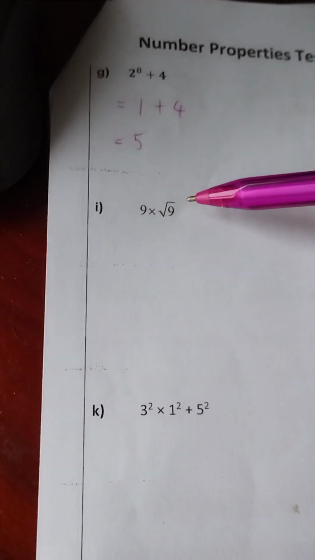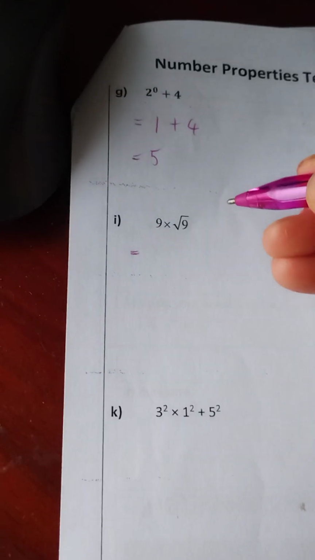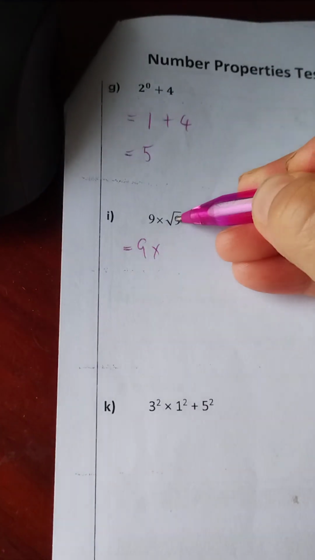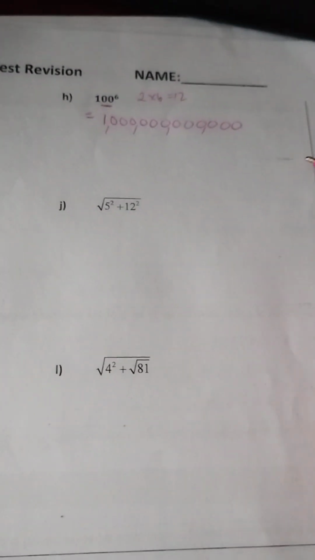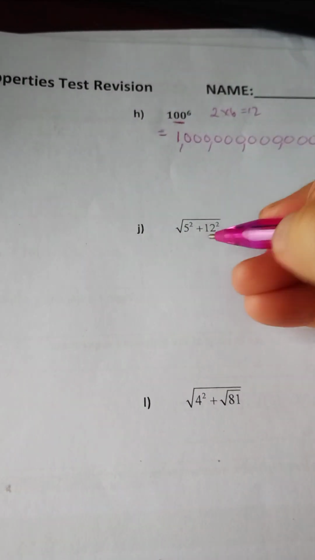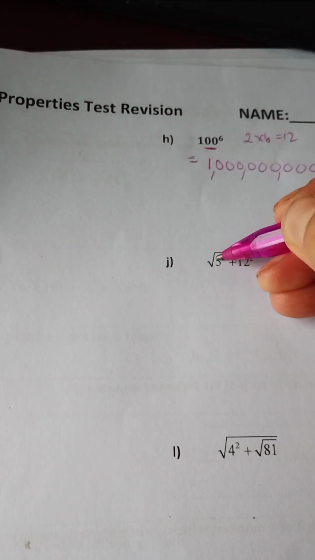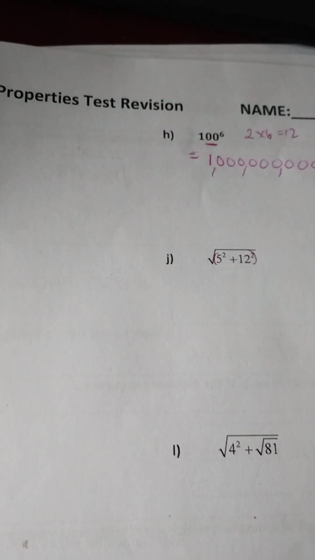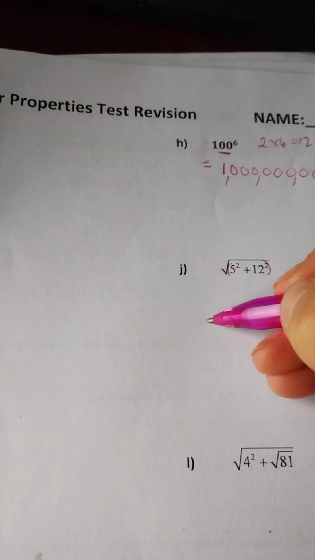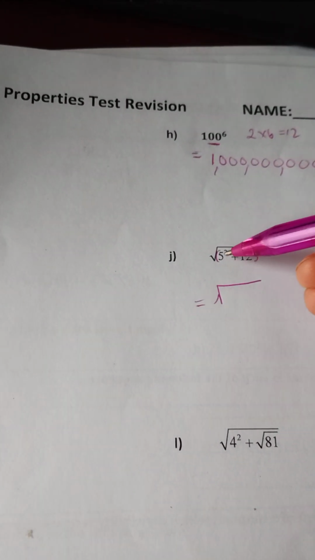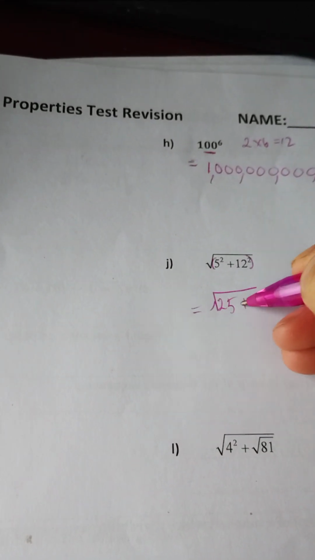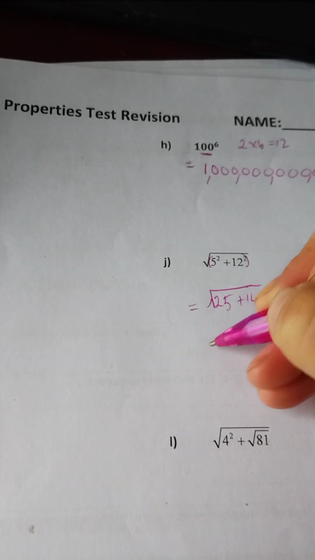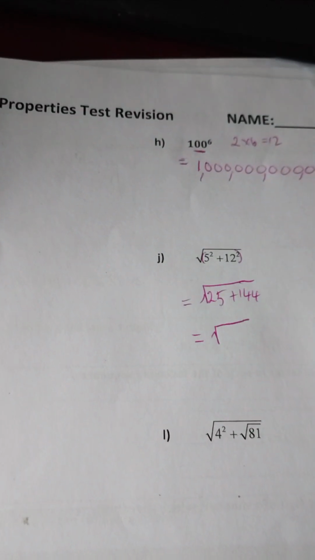All right, with F, we've got 9 times the square root of 9. So square roots must come first. So 9 times the square root of 9 is 3. 9 times 3 is 27. With J, we've got a big square root, but remember, there's actually invisible brackets when you've got a calculation under a big square root. So get the square root ready. And I've got 5 squared plus 12 squared. That's 25 plus 144.